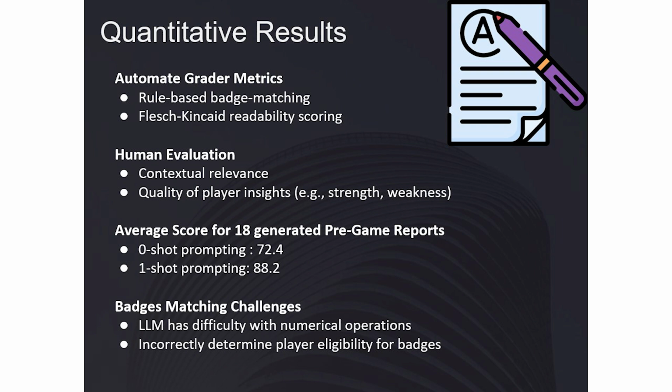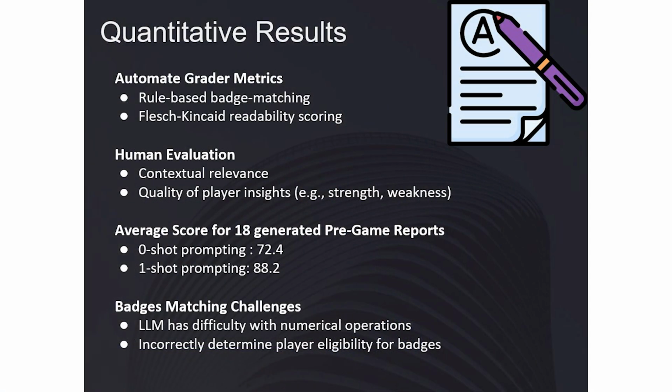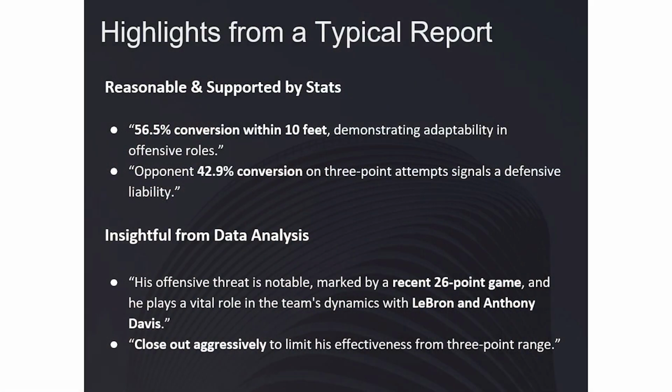For other components, such as contextual relevance, we have people with knowledge of NBA players evaluate it. For 18 generated pre-game reports, the average score for 0-shot prompting is 72, and for 1-shot prompting, it's around 88. However, we noticed that for badge matching, the large language model has some difficulty with numerical operations, as the score for that component was relatively lower. And here are some examples from a typical report generated for player Austin Reaves. As we can see, those claims are reasonable and supported by statistics, and also effectively extract patterns and insights.